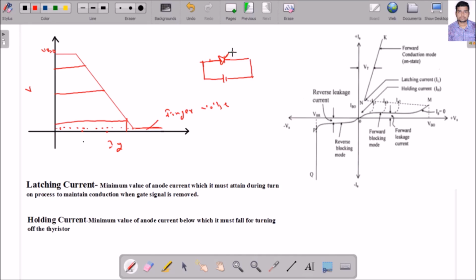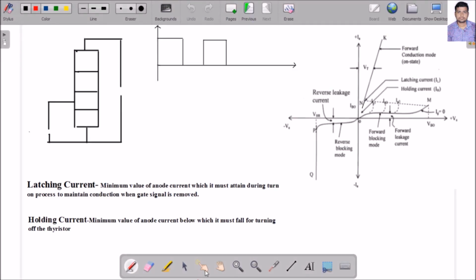Even though you are giving the gate current, as I increase the gate current to a higher value, I still require some minimum amount of anode to cathode voltage, and this minimum amount of voltage is known as finger voltage. Clear? Next we will discuss the most important concept, that is latching current and holding current.